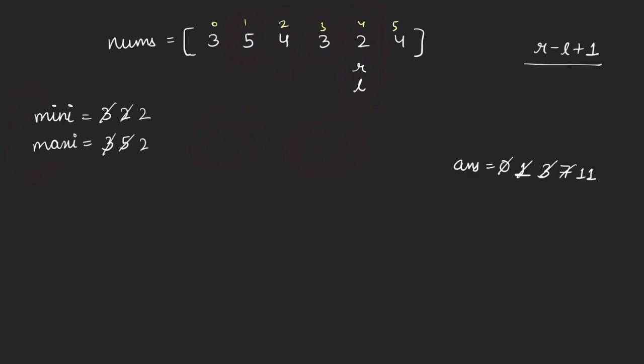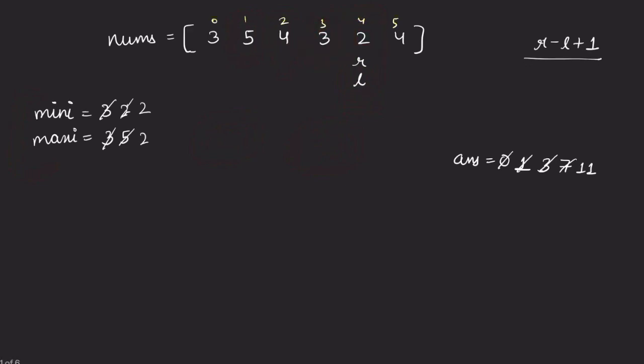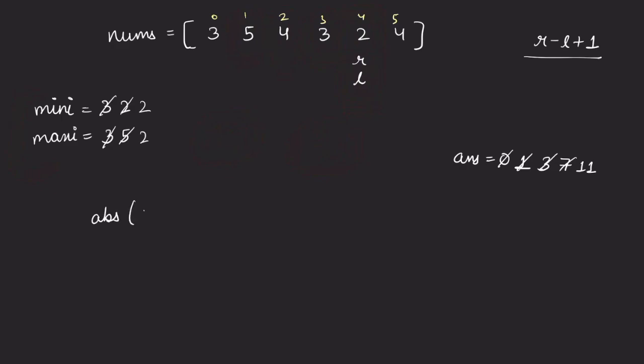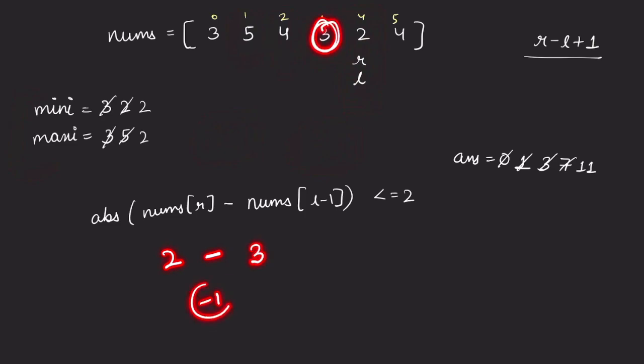Now I will check the difference of the previous number and the number which is present at index R. So basically I will check that the absolute of nums of R minus nums of left minus 1 should be less than or equal to 2, right? So in this case you will see R is at 2, right? So 2 minus L minus 1, which is this particular element. So this is 3, so it will be minus 1. Its absolute will be 1. 1 is less than or equal to 2. So this is valid, right?